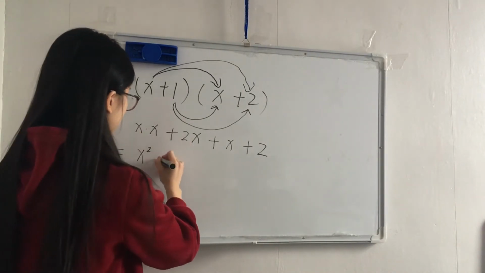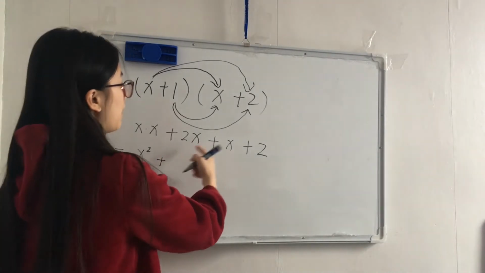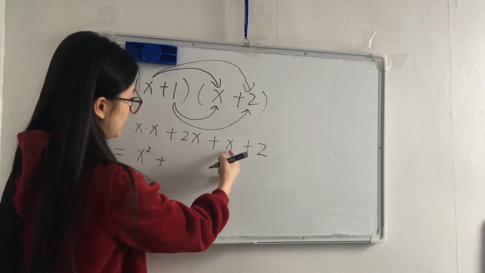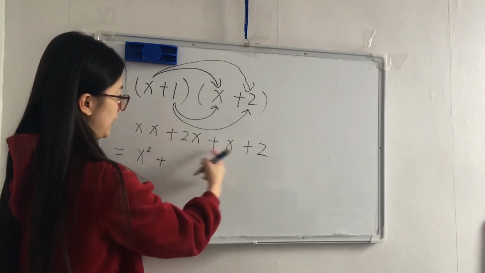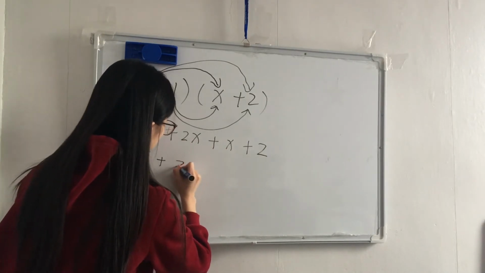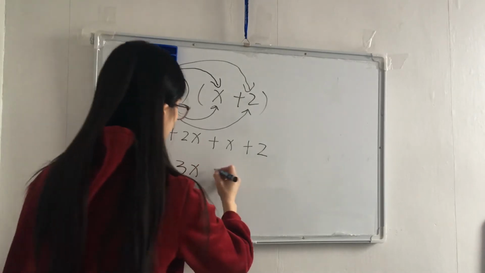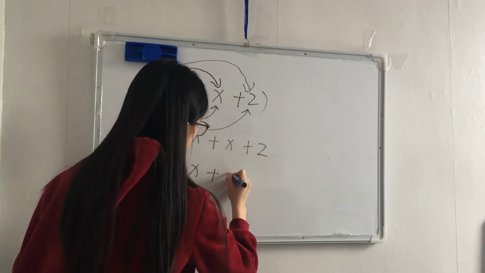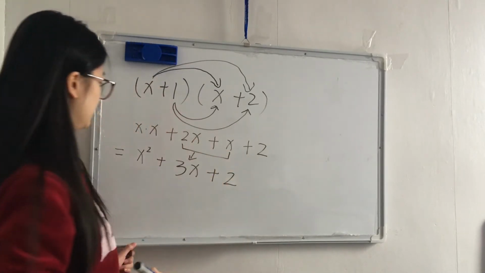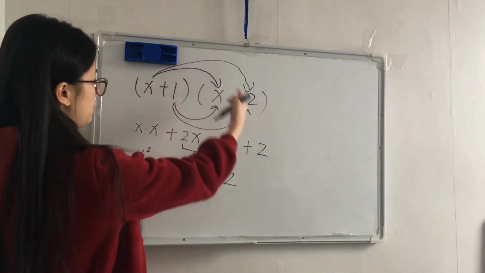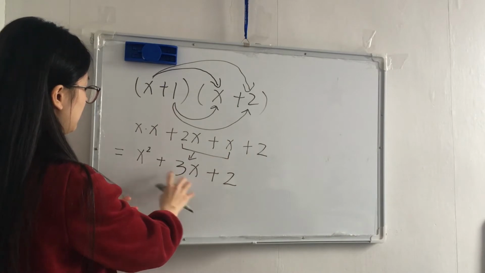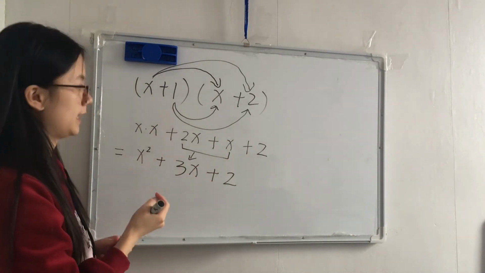And then we combine the like terms, right? This is x, this has 2x plus x. This is a like term, both have x. So that means it's 2 plus 1. They give us 3, so 3x, and then this is a constant 2. This is a like term, go to here. So this is how we use the distributive property to expand this trinomial, okay?